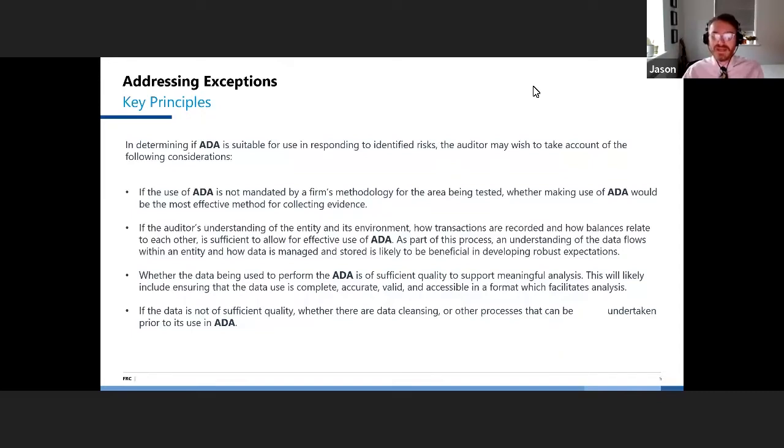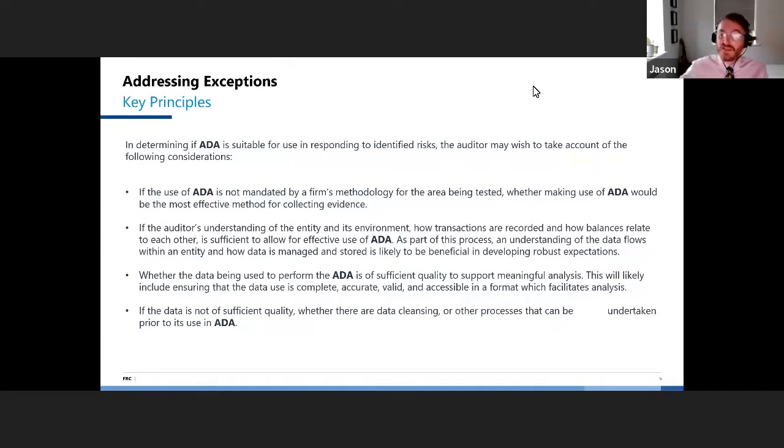And so one of the things that we've really asked audit firms to think about, and one of the key principles underlying this guidance, is whether or not the data is actually good enough. Is it complete? Is it accurate? Is it valid? Is it accessible in a way that facilitates sensible analysis? And this is still one of the big issues with data analytics, and a lot of work goes into making data look good enough, have a nice enough format, and work in a way which makes it suitable for the use of analytics.